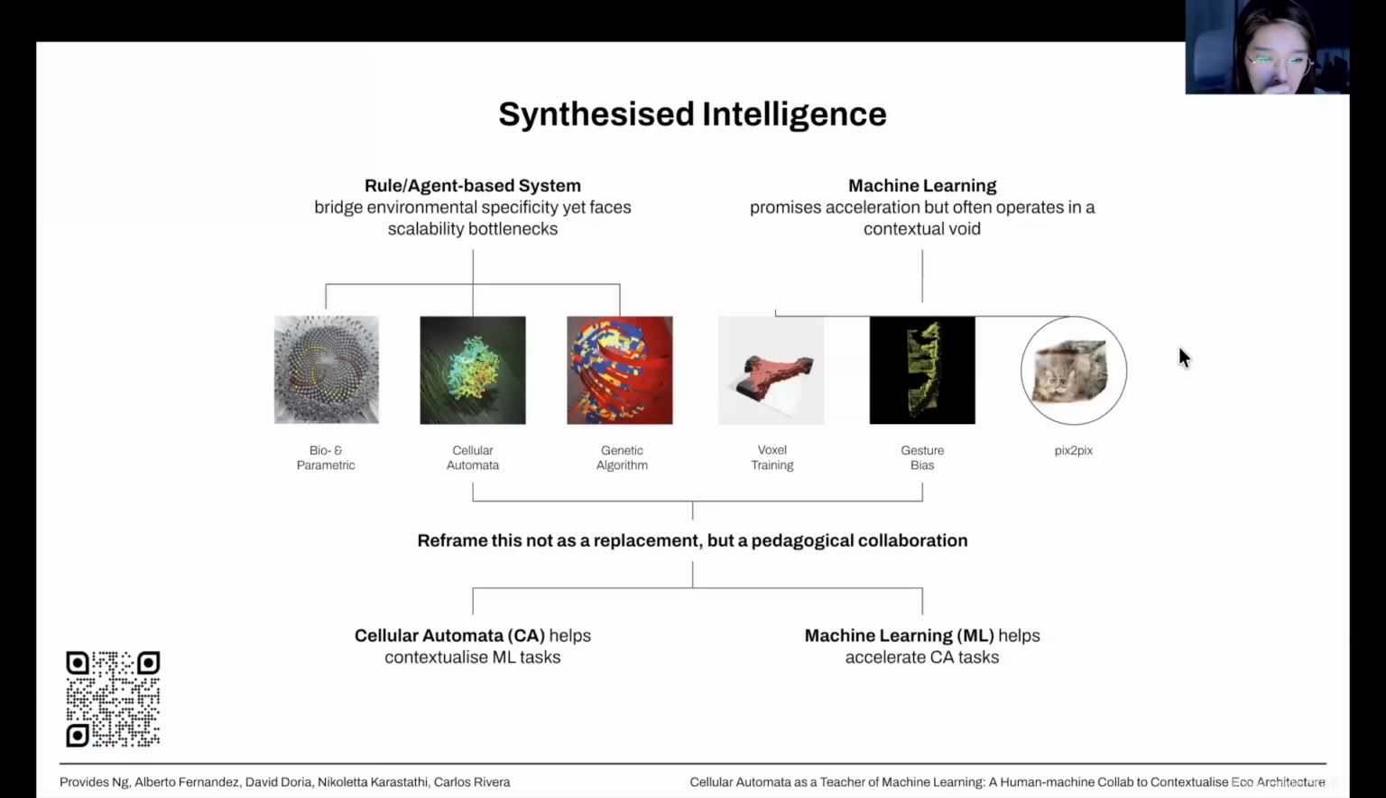And so I think 5 or 7 years back, I worked with Alberto Fernandez, David Doria, Nicolata Karastasi, and also with Carlos. We started this AI-informed workshop series. And at the time, it was still about pix2pix, a generative adversarial network. What we wanted to do was synthesize this more traditional rule-based system with a machine learning system, so that they teach each other rather than one replacing the other.